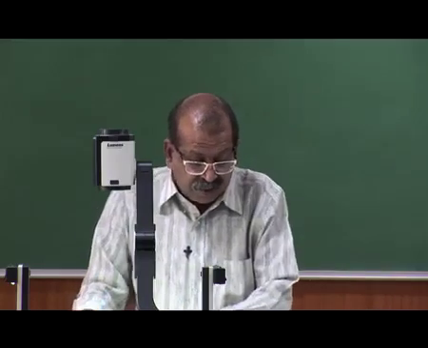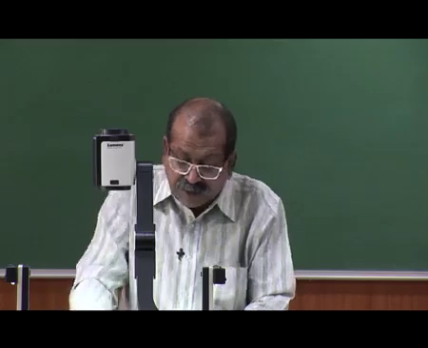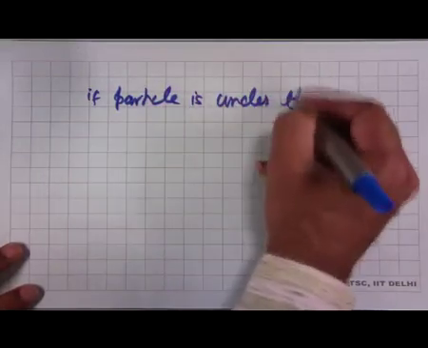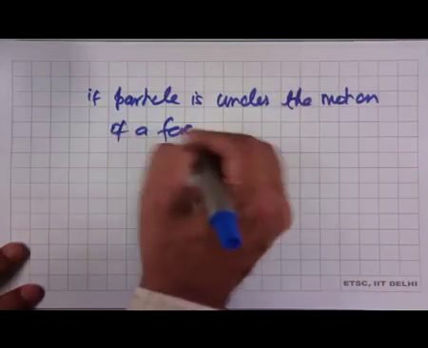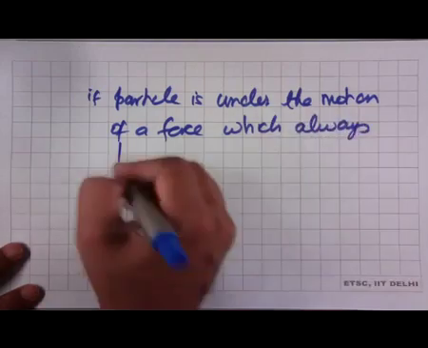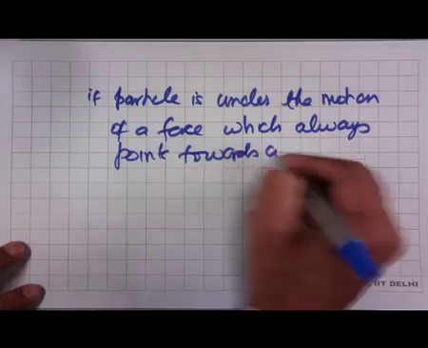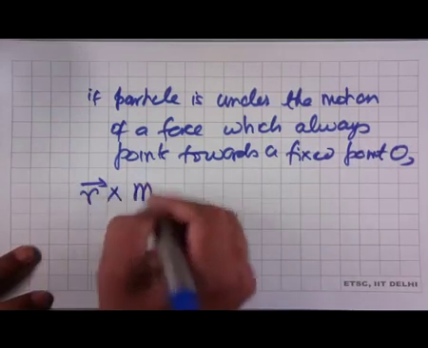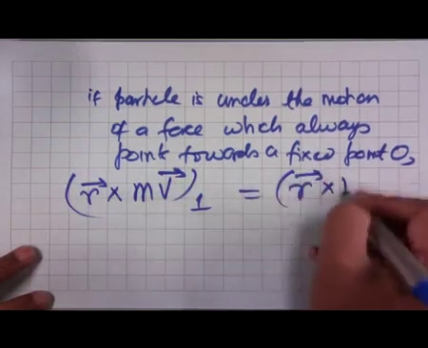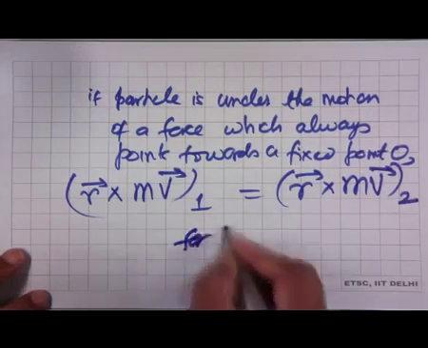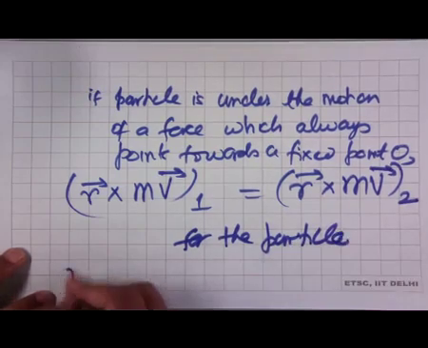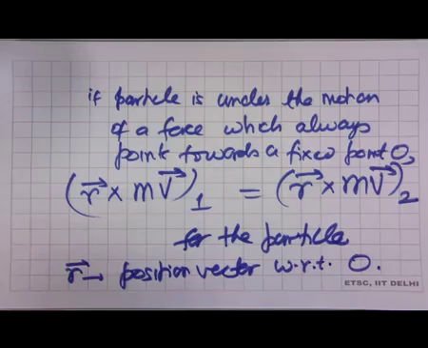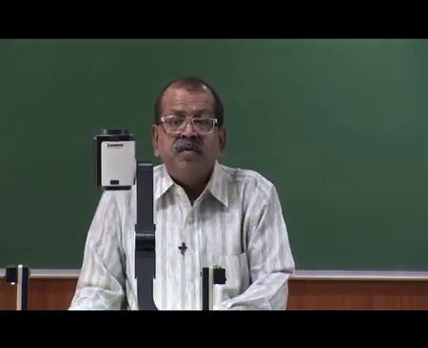So, in problems like this, if we have a force which is always acting towards a point O, then the particle is under the motion of a force. So, if a particle is under the motion of a force which always points towards a fixed point O, and this is the only force on the particle, then r cross mv at position 1 will be equal to r cross mv at position 2 for the particle, where r is the position vector with respect to O. So, this is the law of conservation of angular momentum for a single particle.